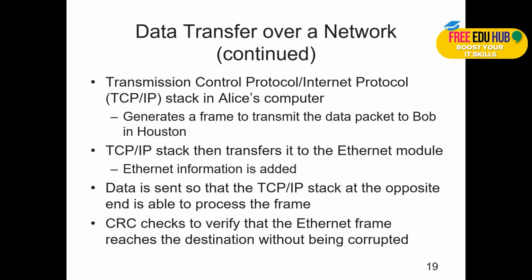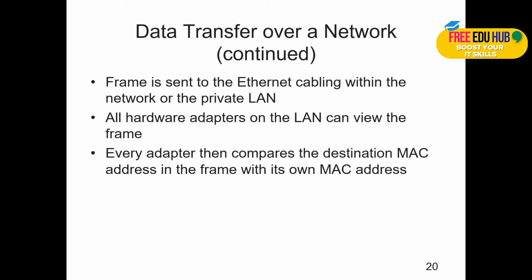Data is sent so that the TCP/IP stack at the opposite end is able to process the frame, and the CRC, which is the cyclic redundancy check, verifies that the Ethernet frame reaches the destination without being corrupted. So it has encapsulated the data frame packet with the MAC address of Bob's PC so that it reaches only Bob's PC. We'll be covering it in another module which would be coming in a couple of slides.